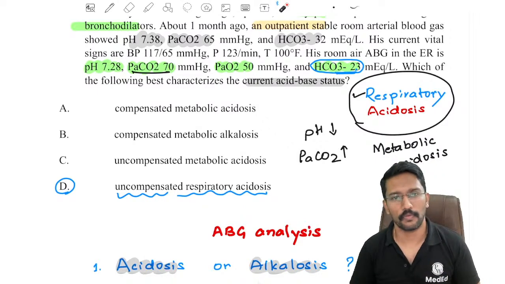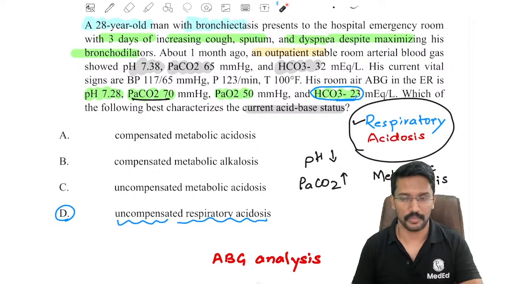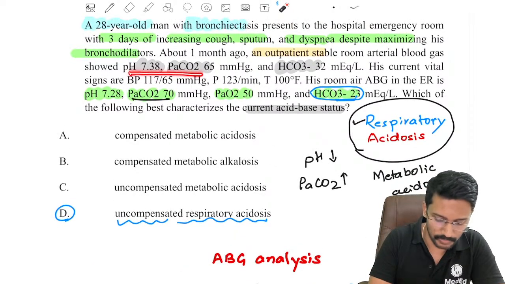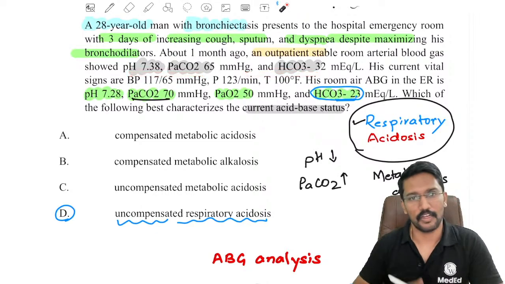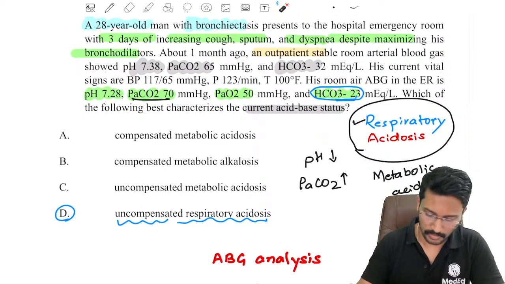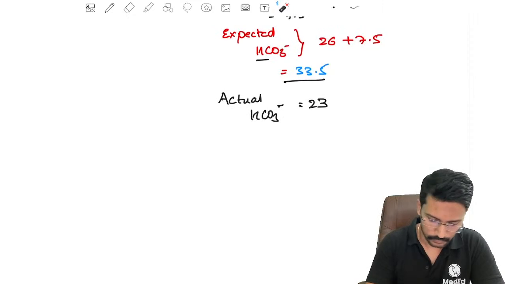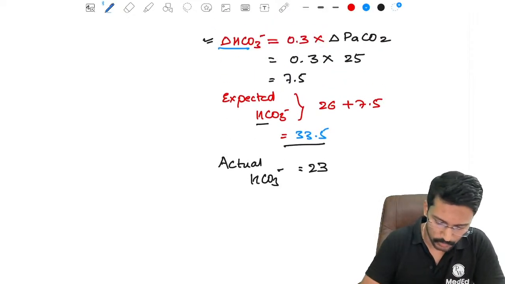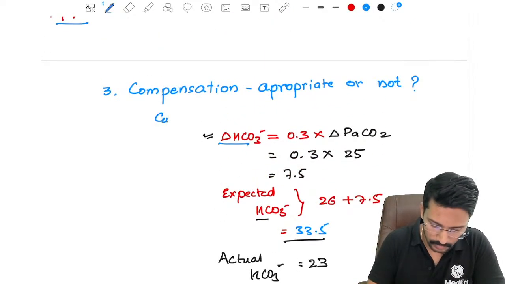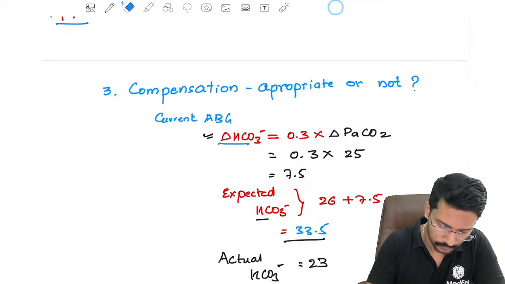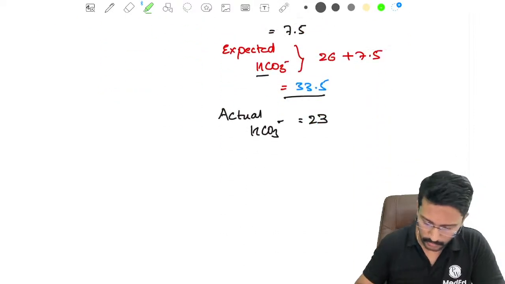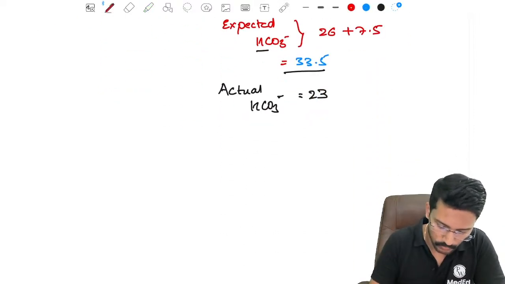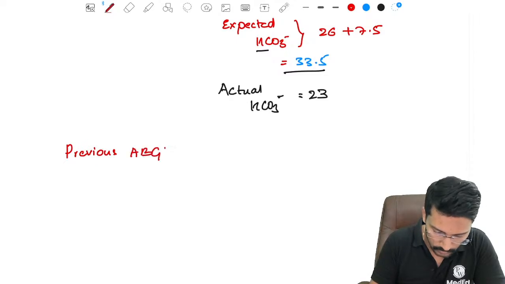Okay, so that is one ABG. Now let us look at one more ABG, like the previous ABG. The patient had got one ABG done 1 month before the current visit, right? So let us look at this ABG. Let me write it down somewhere. Okay, so this calculation was for the current ABG. Now let us do that for the previous ABG also. So when we look at the previous ABG, what were the findings we had?